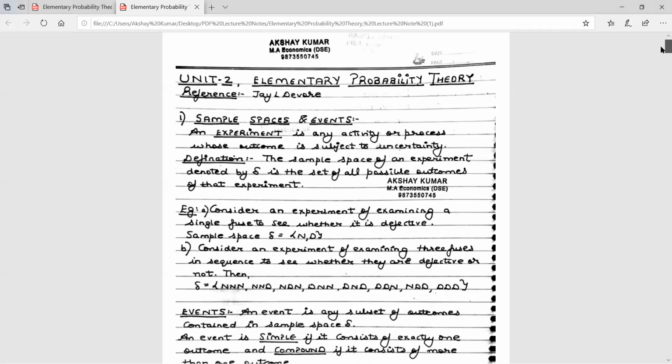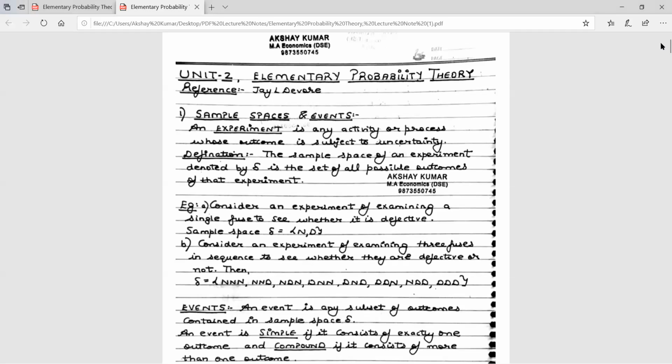Your readings for stats, as I have mentioned to everyone, it's JL Devore. But you just have to do the lecture notes. The lecture notes are sufficient. They contain all theory, all proofs, everything. So let's quickly start.